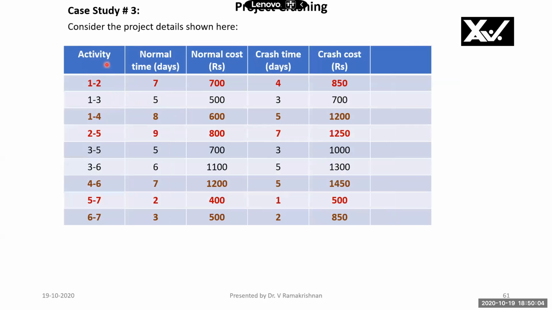This table shows the activities using events or nodes. Activity 1, 2 is represented by node 1 and node 2. Node 1 is the starting node, node 2 is the ending node for this activity 1, 2. Similarly, for activity 3, 6, starting event or starting node is 3, ending event or ending node is 6. The question is, if indirect cost is rupees 200 per day, find the optimal crashed project completion time.